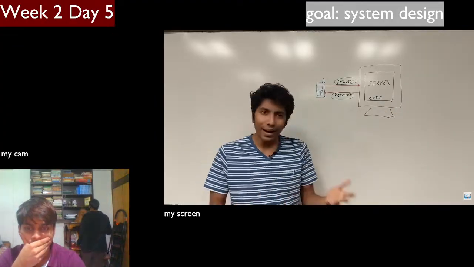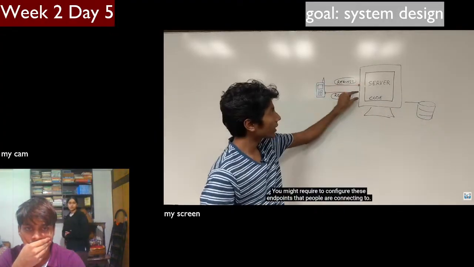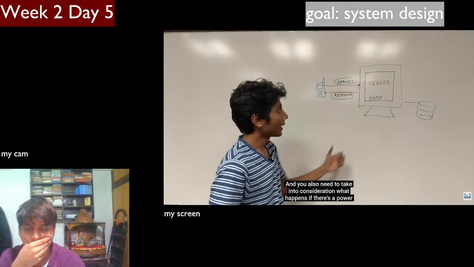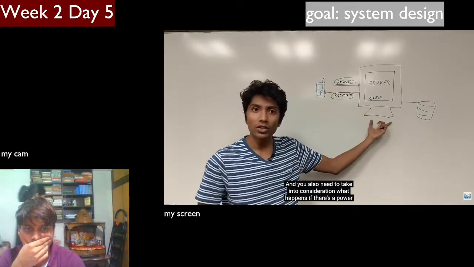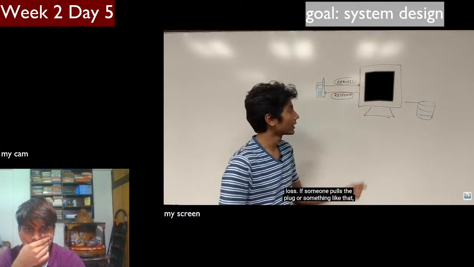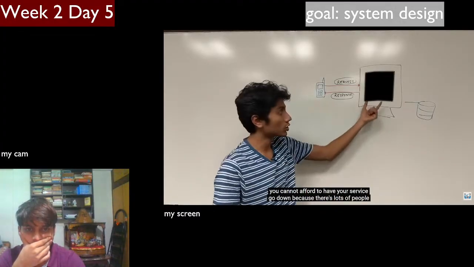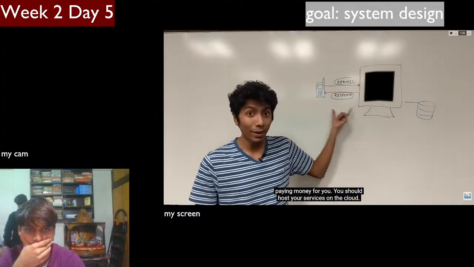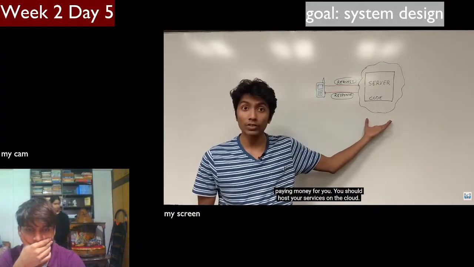Imagine setting up this computer. It might require a database to be connected to it within the desktop itself. You might require to configure these endpoints that people are connecting to. And you also need to take into consideration what happens if there's a power loss. If someone pulls the plug or something like that, you cannot afford to have your service go down because there's lots of people paying money for you. You should host your services on the cloud.